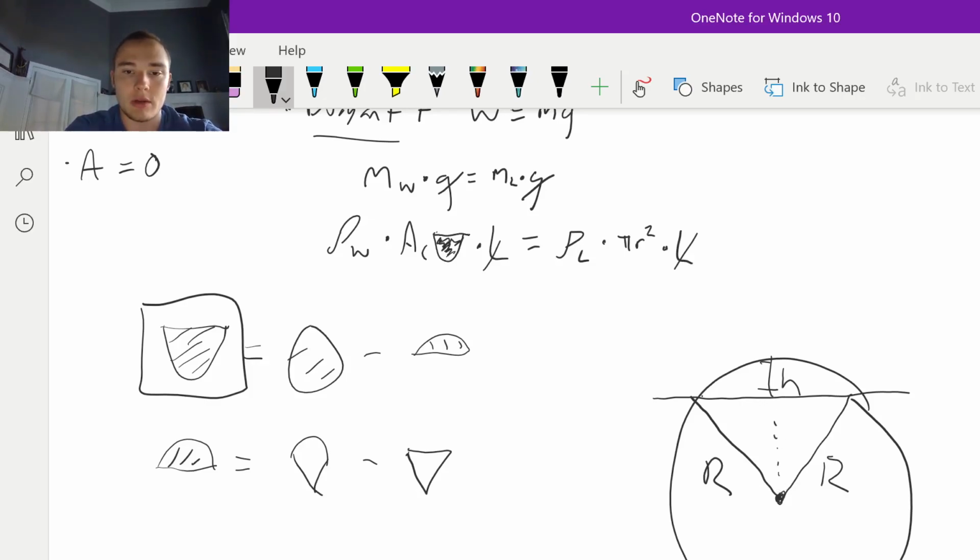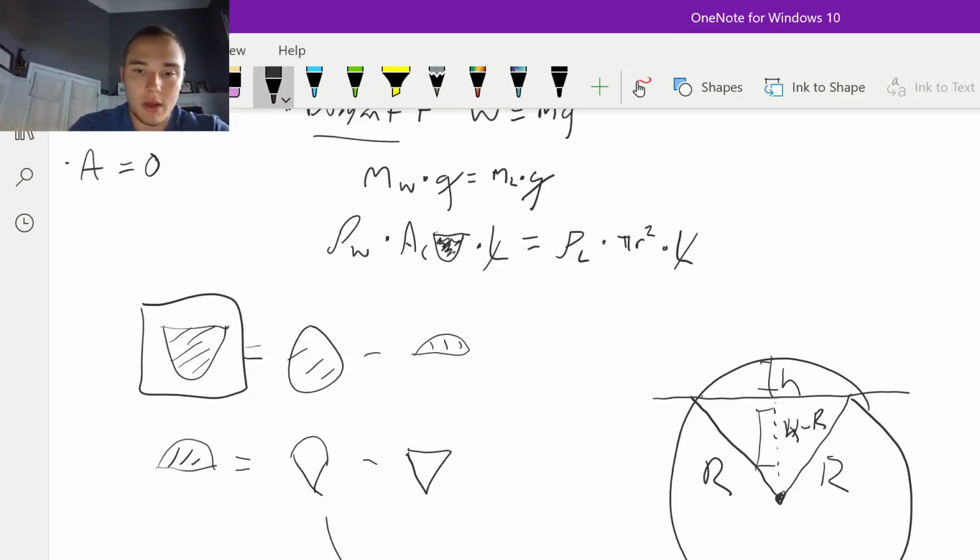After we calculate the area of the sector. So we're going to call this h minus r, and that will be this height of this triangle that we just drew of a section. So first we need to find the area of the sector.